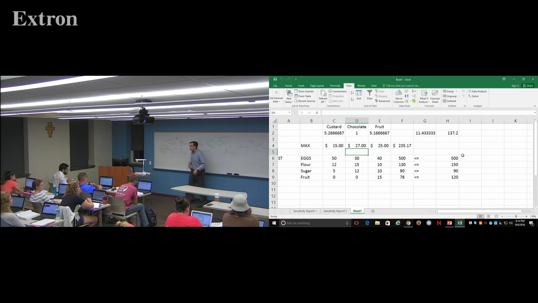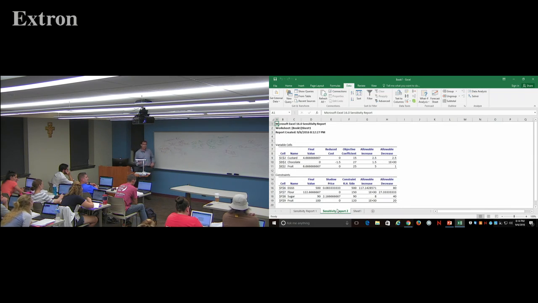Okay, so you'll only see a reduced cost if the final value is 0. It's a kind of a stupid rule, but it's called the rule of complementary slackness, which means that either the final value is 0 or the reduced cost is 0. So one of those is going to be 0. Either the final value, like how many we're making, or the reduced cost is 0. In this case, the reduced cost is 0, but the final value is not. In this case, the final value is 0, but the reduced cost is not. Okay.